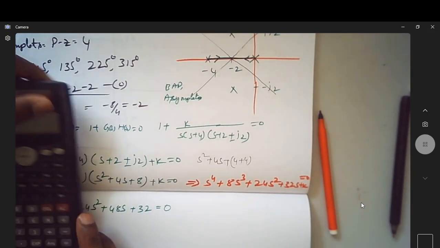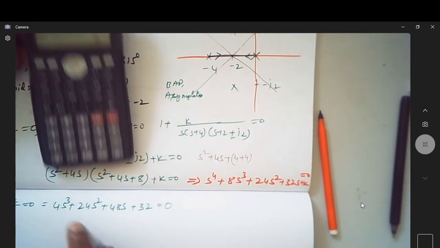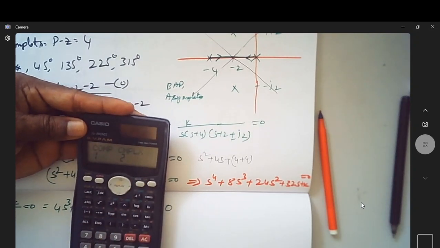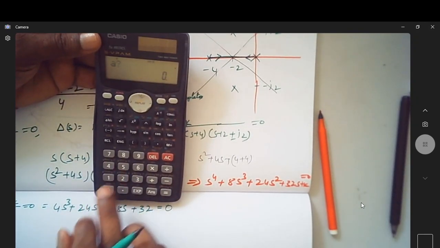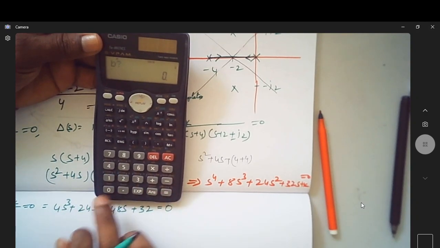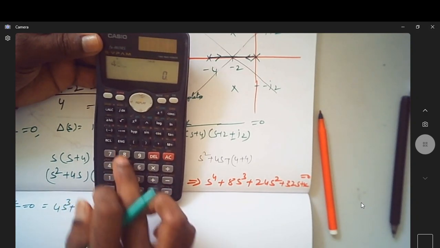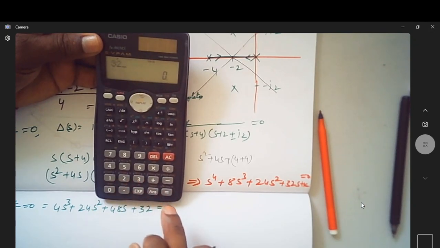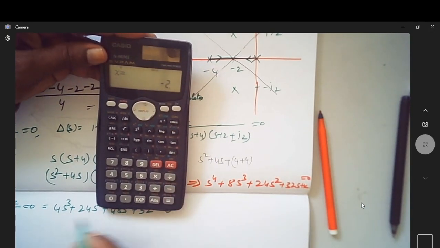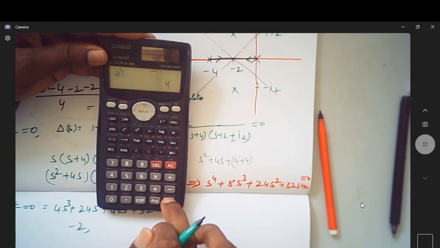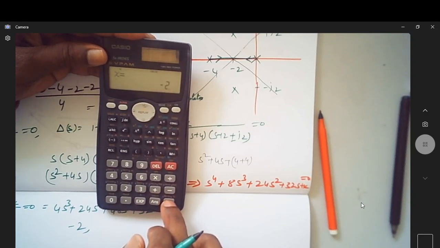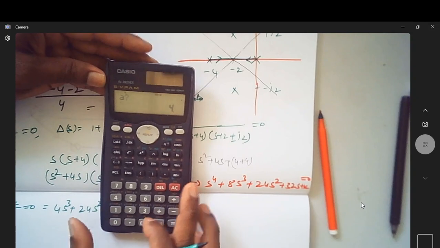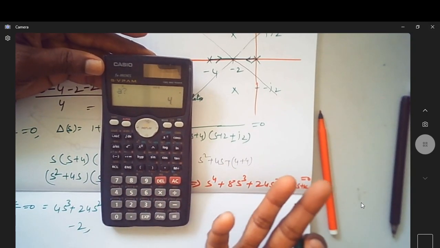So let us find the roots of this. If I try to find the roots of this, which can be easily found using the calculator, because this is order 3, I will select equation, next order is degree 3, so the coefficient of s cube is 4, this is 24, this is 48 and the other one is 32. You have minus 2 as one of the roots, and when you press it again, you would get the other root.